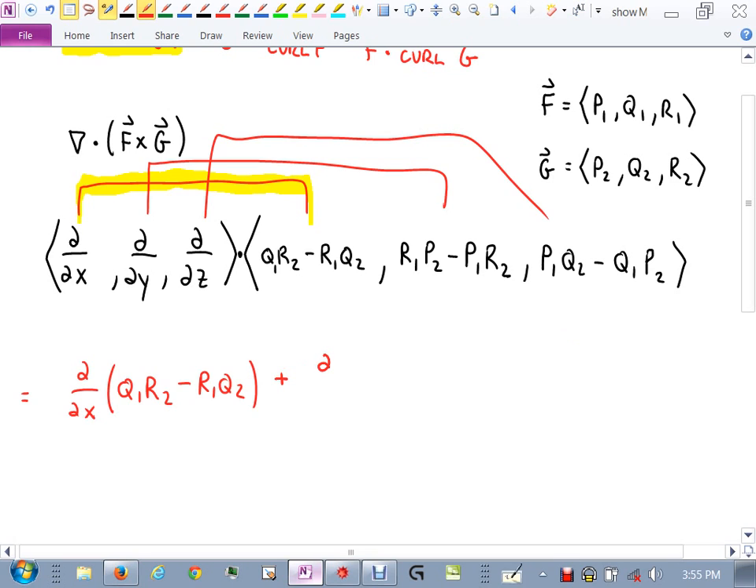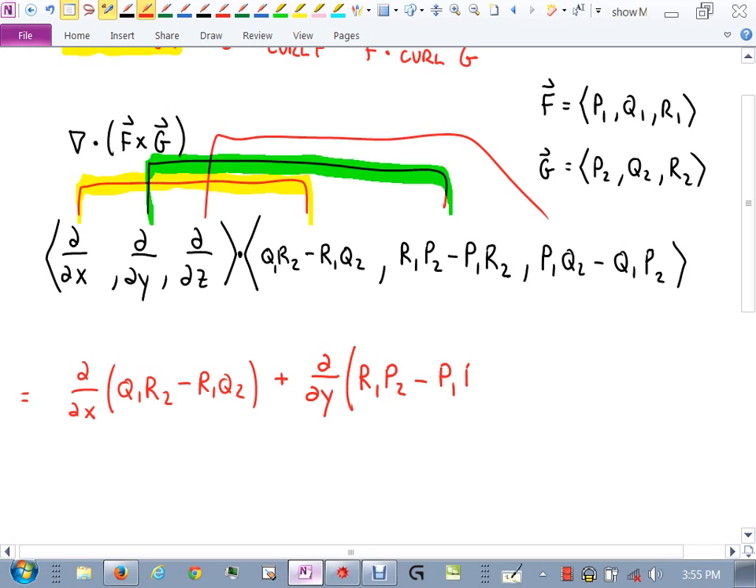Plus partial with respect to y. Now I'm doing this one. Partial with respect to y of what? R1 P2 minus P1 R2. And then finally, partial with respect to z of what? P1 Q2 minus Q1 P2. Now, I think what you were saying is that this should be 0.